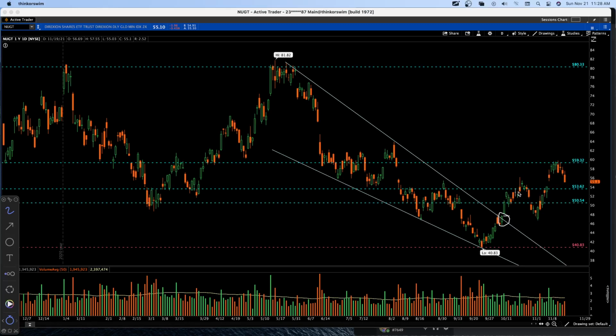So, if we're not breaking, maybe this one, you likely would have gotten out somewhere around here, when you saw that it broke back below this support level, right? But if for whatever reason you just had total confidence in the trade and you stayed in it, you saw a little bit more upside a couple of weeks later. So that's another example there.